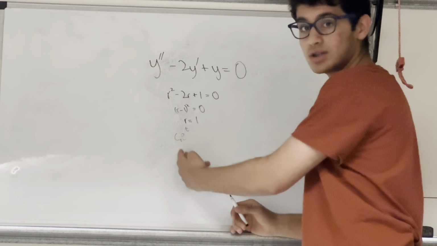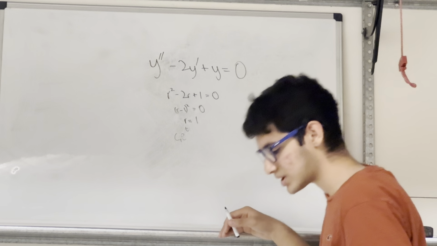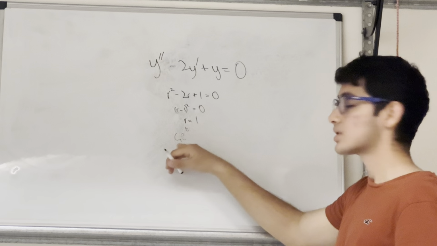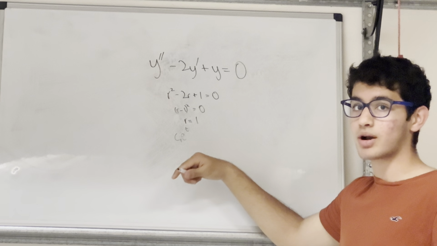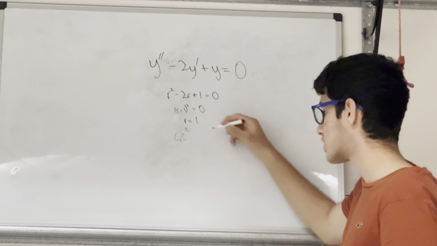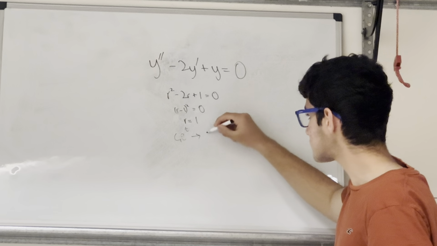Instead of writing this as c1 e to the t, you can just change it to v1 e to the t, right? You're basically changing the constant to a more general function. So it doesn't have to be a constant anymore, it can just be a general function. And so this is our first solution, right?